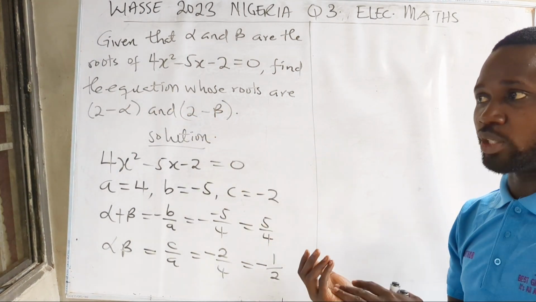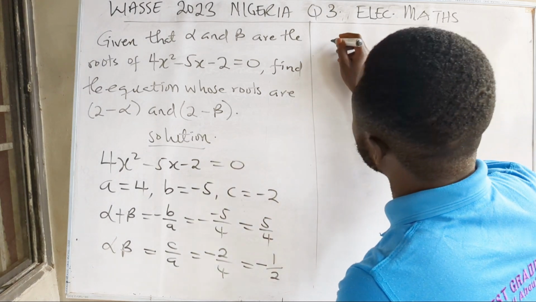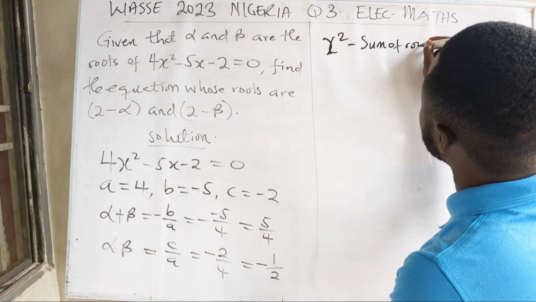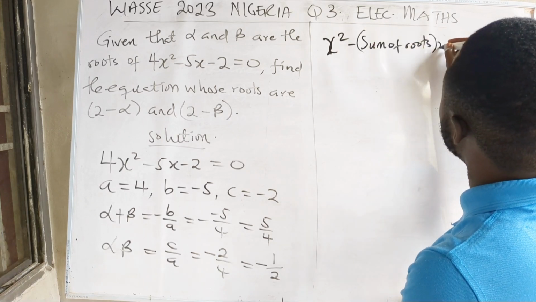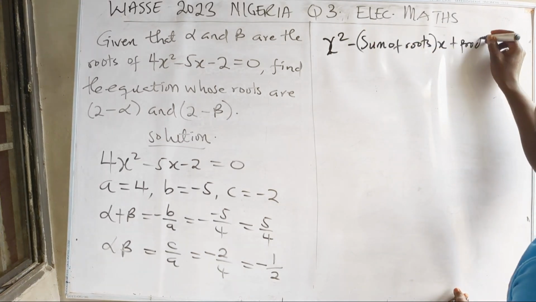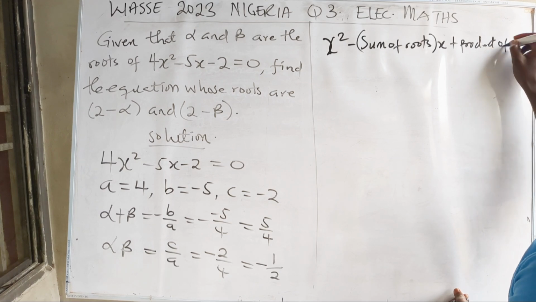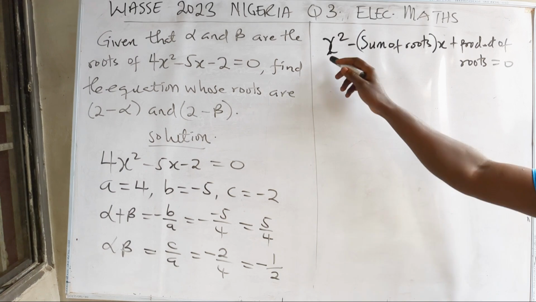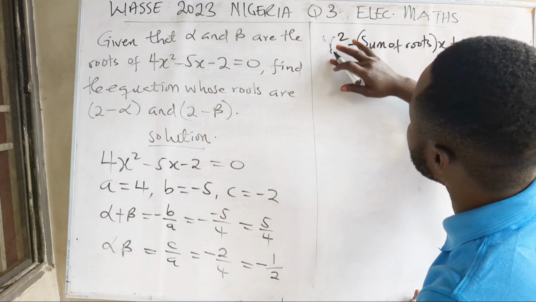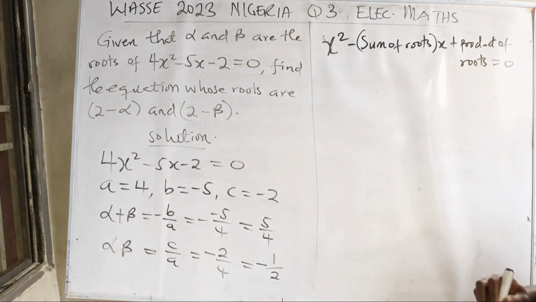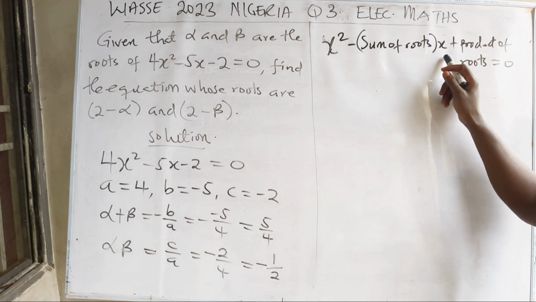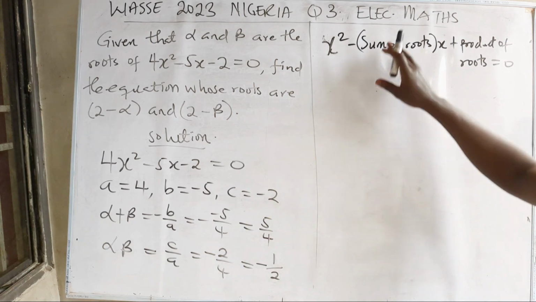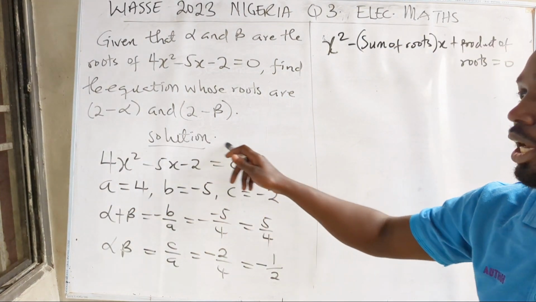Because any quadratic equation is given by what? A quadratic equation is given by s squared minus the sum of roots multiplied by s plus the product of roots equal to 0. Any quadratic equation is formed by this: s squared minus the sum of roots multiplied by s plus the product of roots equal to 0. The moment I put this here, it will form to become like this.